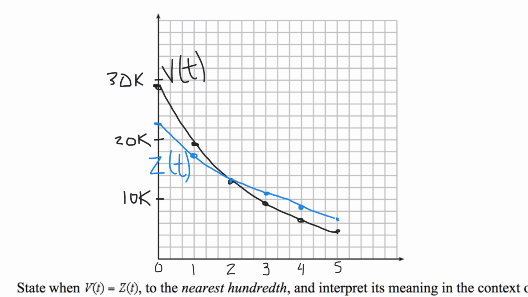So if you were using a TI-83 or 84, you would probably utilize the trace function and plug in your x values of 0, 1, 2, 3, 4, and 5 for each graph, and you should end up getting something that looks like what I've drawn here.